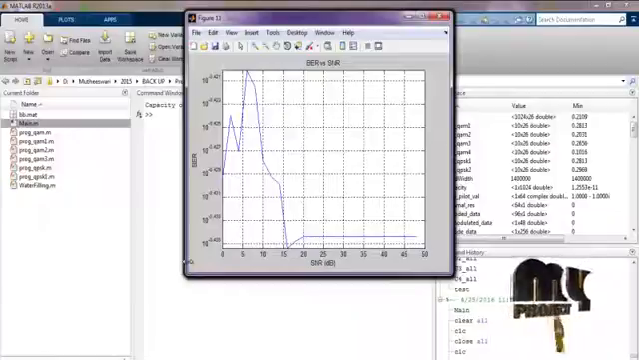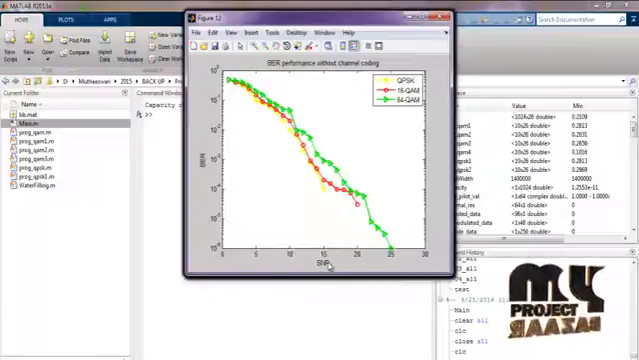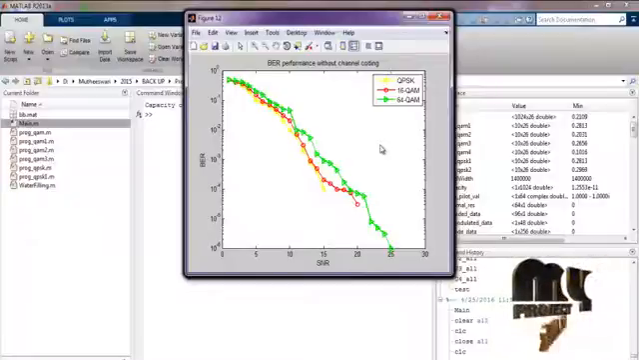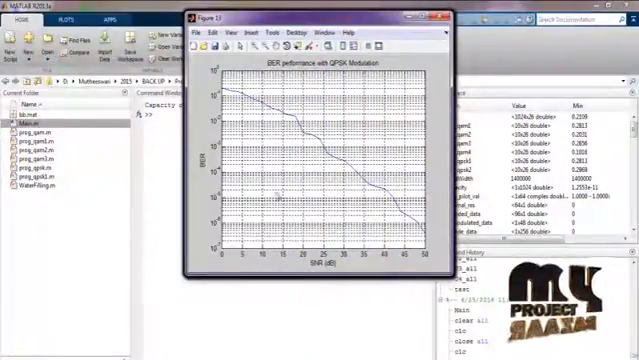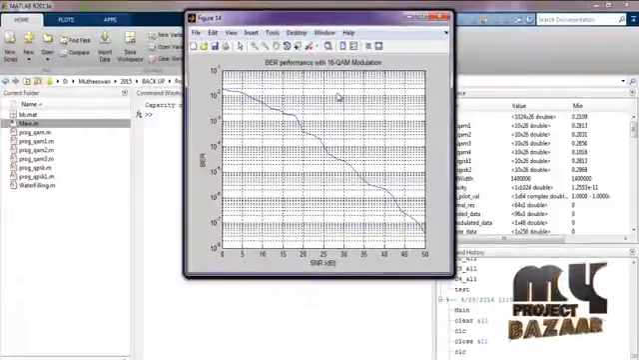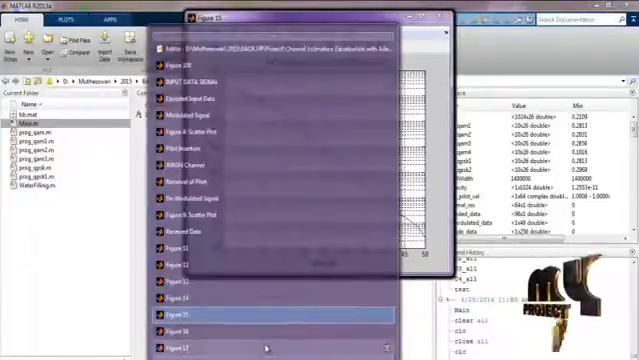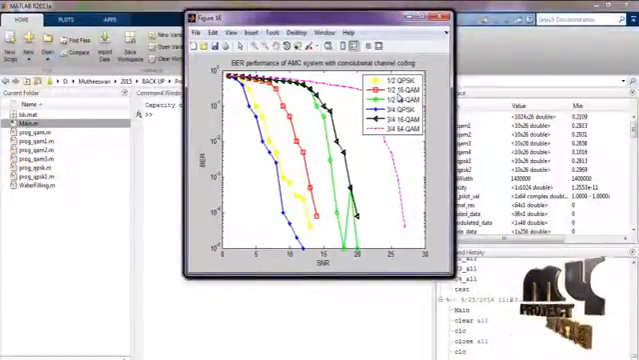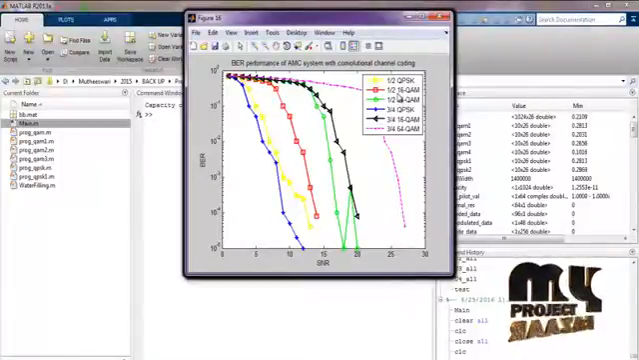This is the BER versus SNR graph, and this is the BER versus SNR graph between QPSK, 16 QAM and 64 QAM. By varying the modulation algorithm, we analyze the BER performance. This is the BER performance with QPSK modulation alone, this is 16 QAM modulation alone, and this is the 64 QAM modulation, and this is the BER performance for the adaptive modulation scheme, that is adaptive modulation and coding.